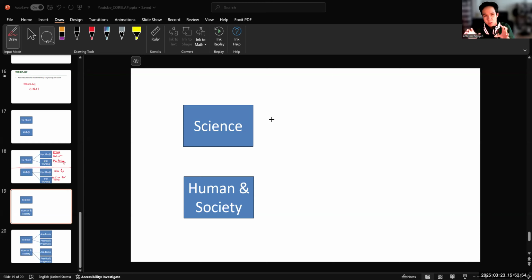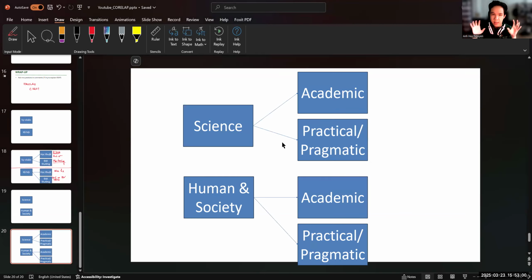So what I want you to do is add one more type of category in those majors. For example, in science you have academic science and practical, pragmatic science, okay, and it is the same for human and society major. So what do I mean? So let's take some examples, okay?